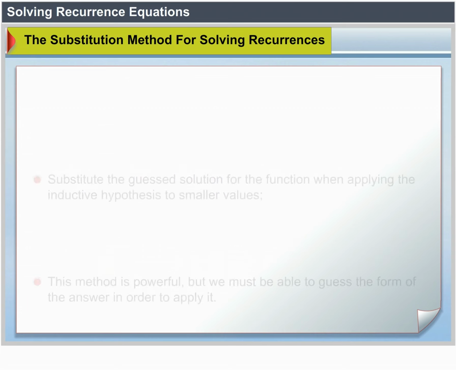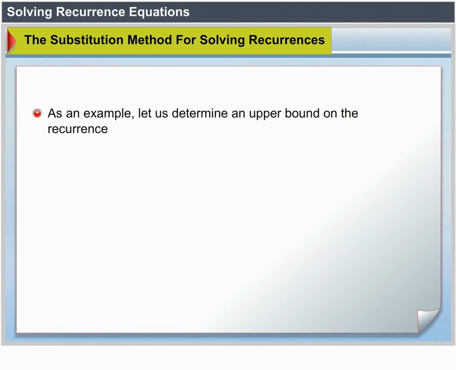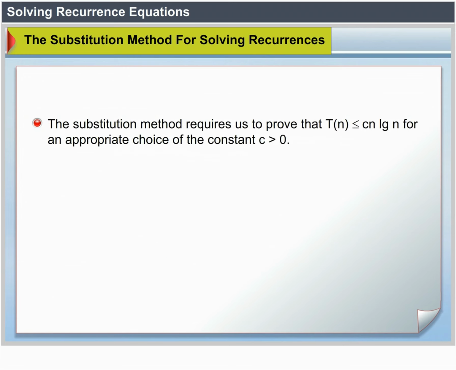Use the substitution method to establish either upper or lower bounds on a recurrence. As an example, let us determine an upper bound on the recurrence T of n equals 2T of floor of n by 2 plus n, which is similar to earlier recurrences. The solution is T of n equals big O of n log n. The substitution method requires us to prove that T of n is less than or equal to Cn log n for an appropriate choice of the constant C greater than 0.